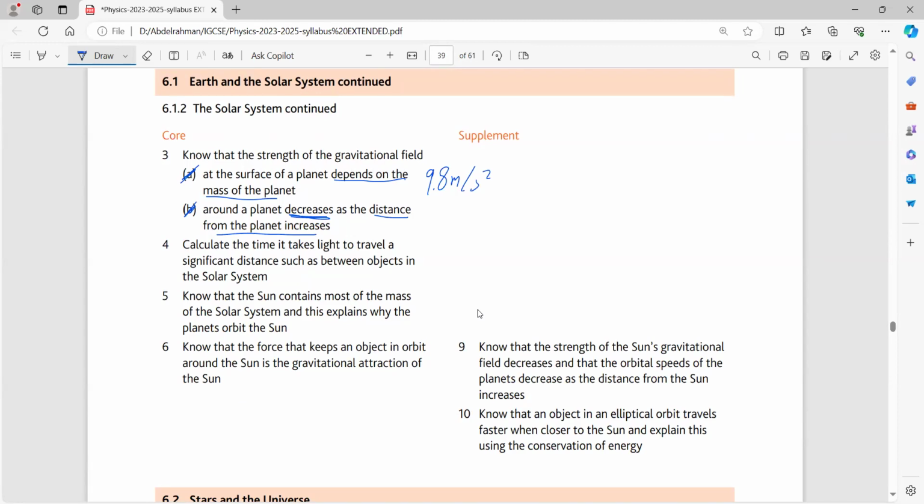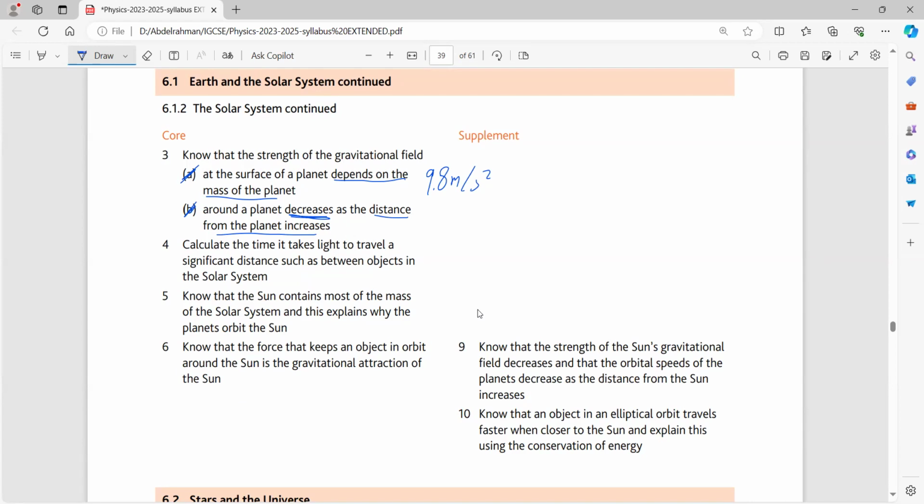What if I go to a planet which is much more massive than Earth, such as Jupiter? Jupiter is much, much more massive than Earth. So definitely the gravitational field strength on Jupiter will be much greater than 9.8. It could be 15, it could be 20, whatever. Why? Because the mass of Jupiter is much greater than the mass of Earth. If I go to the moon, we know that its mass is much less than the Earth, so the gravitational field strength of the moon is much less than that of the Earth. That's it. What about the second point?